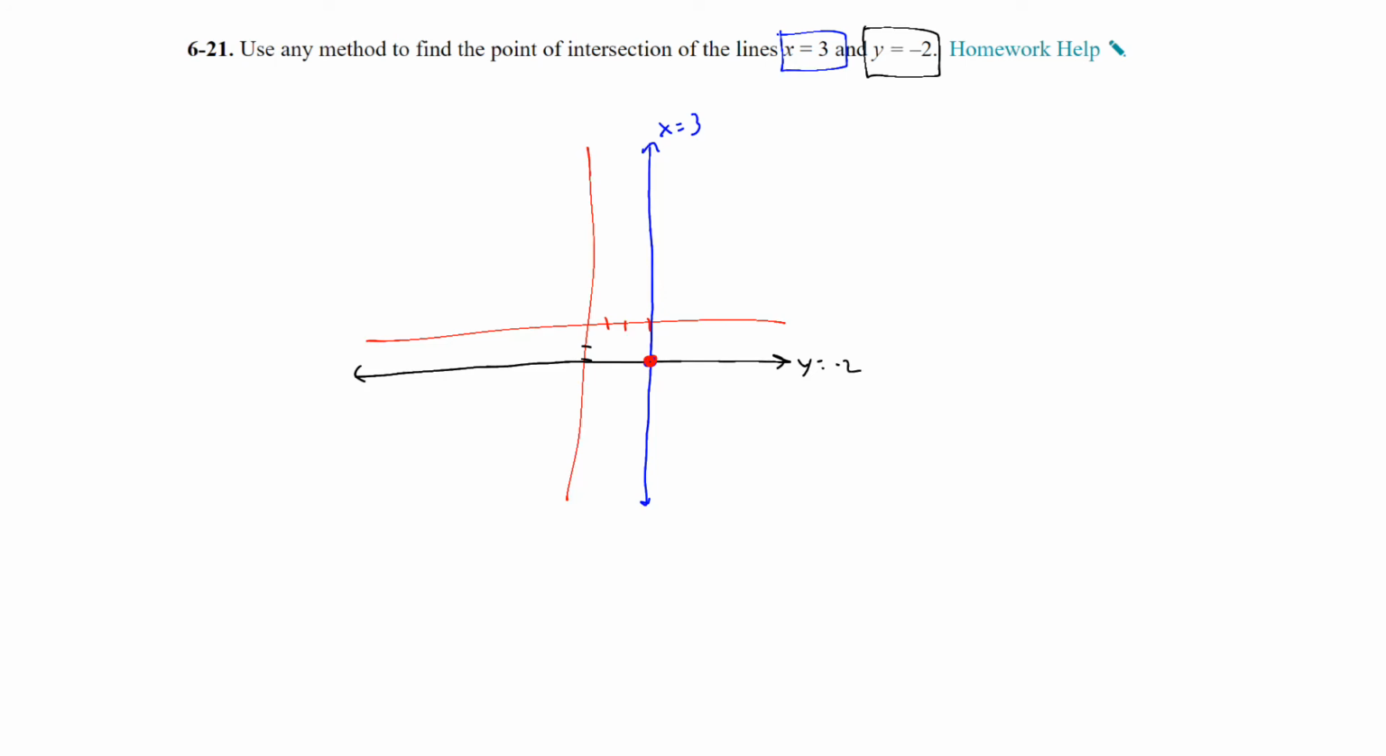So we went over 3 units. That was x equals 3, and then we went down 2 units, and that was y equals negative 2. Because it's a horizontal and vertical line, your intersection point is going to be exactly what those 2 values are, because that's where they're the same all the way across. So x is equal to 3, and y is equal to negative 2 is the point of intersection.